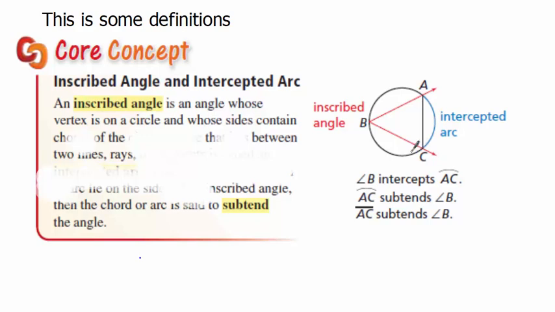We also can use the word subtend, so AC subtends angle B, or chord AC also subtends angle B. So these are inside those two inscribed angles. This is just the definitions of inscribed angles, intercepted arcs, and what subtend means. We have all three of those.